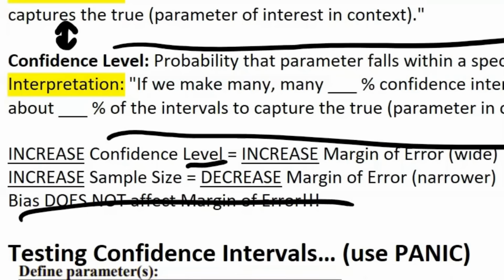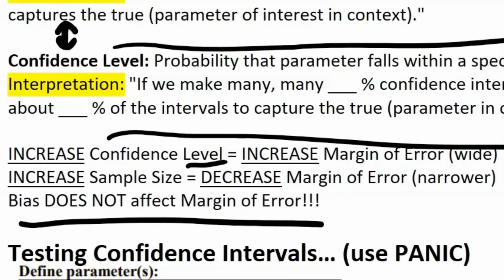And also, this is really important, you're going to see this on a multiple choice, I bet. Bias does not affect margin of error. So this is going to be one of those answer choices about what affects margin of error, and one of the answer choices is going to be bias. It does not affect margin of error.